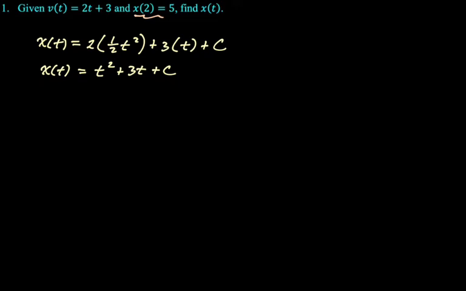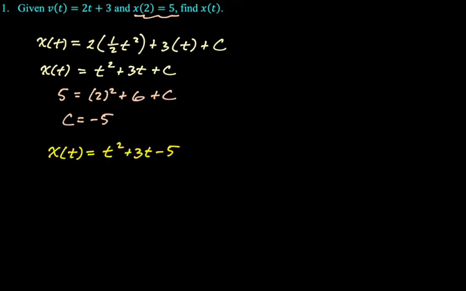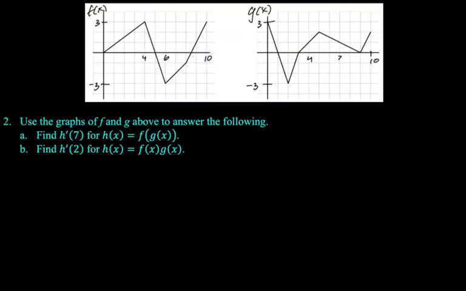Now to solve for c, we know that x of 2 is equal to 5. So we're going to say 5 is equal to 2 squared plus 3 times 2, or 6, plus c. So that's 5 is equal to 10 plus c, which means that c is equal to -5. So overall, that means that our function x of t is t squared plus 3t minus 5. Good problem, pretty straightforward. Once you've done a lot of them, it will be the most straightforward problem you can imagine.